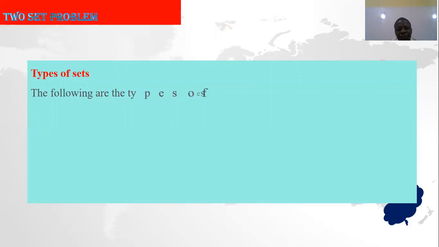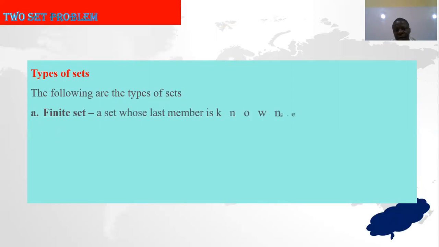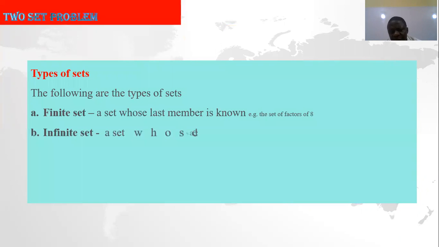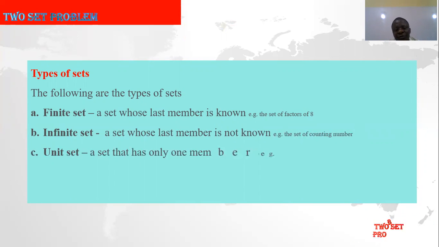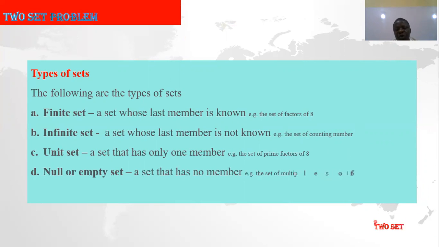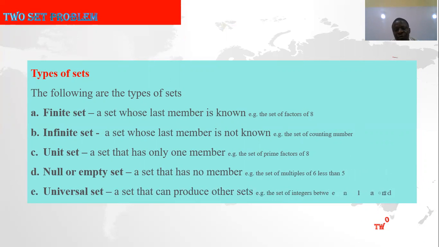Now let's look at types of sets. We have different types of sets. This is just to revise what we did earlier. We have what we call a finite set. A finite set is a set that we know its last member. For example, if I give you the set of factors of 8, I hope you can list that. It will include 1, 2, 4, and 8. So we know the last elements there.